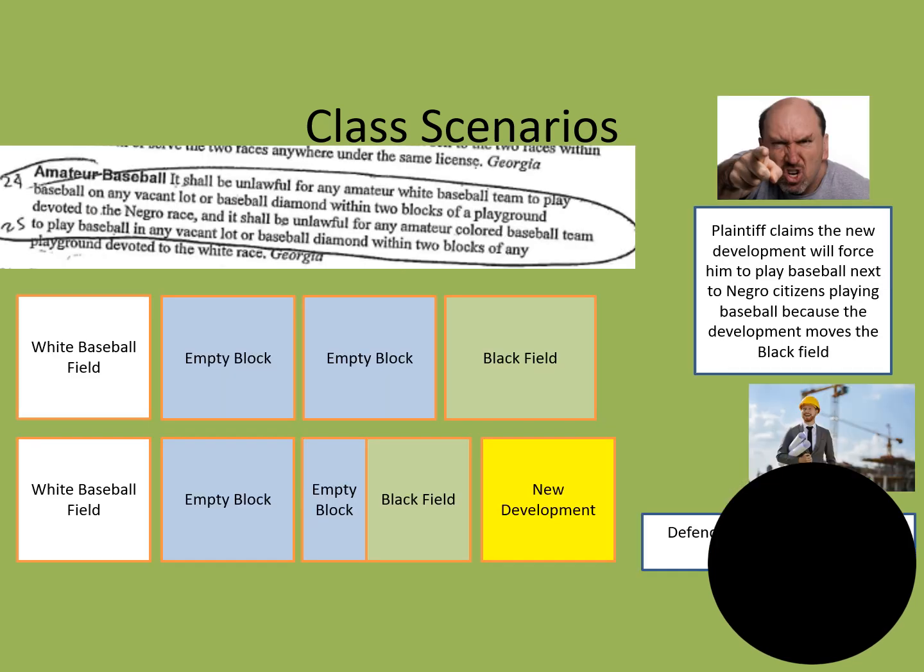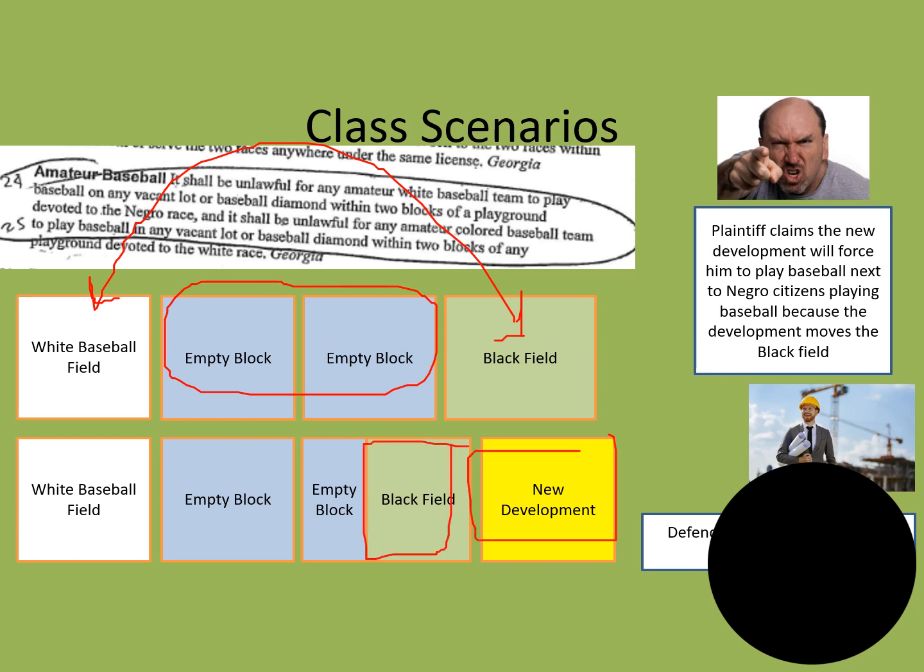Here we have a scenario involving amateur baseball, and the issue here is that you have to have a 2-block gap between any people of different races playing baseball. Here you have a new development, and the developer is trying to develop this section, which forces the black field within the 2-block radius. So here I have 1 block, and then I guess we have a 0.5 block, but they're supposed to be 2 blocks. That's supposed to be the gap, but because of this development, it's forced that baseball stadium into another area. Who is in compliance with the law?